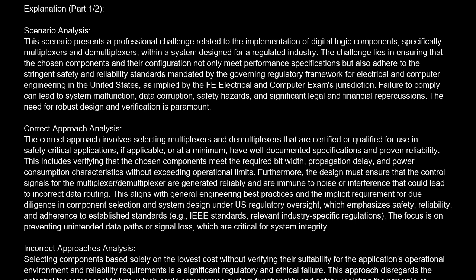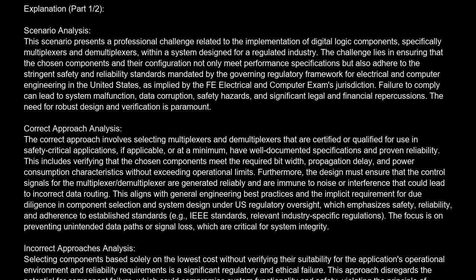Correct approach analysis. The correct approach involves selecting multiplexers and demultiplexers that are certified or qualified for use in safety-critical applications, if applicable, or, at a minimum, have well-documented specifications and proven reliability. This includes verifying that the chosen components meet the required bit width, propagation delay, and power consumption characteristics without exceeding operational limits. Furthermore, the design must ensure that the control signals for the multiplexer/demultiplexer are generated reliably and are immune to noise or interference that could lead to incorrect data routing.